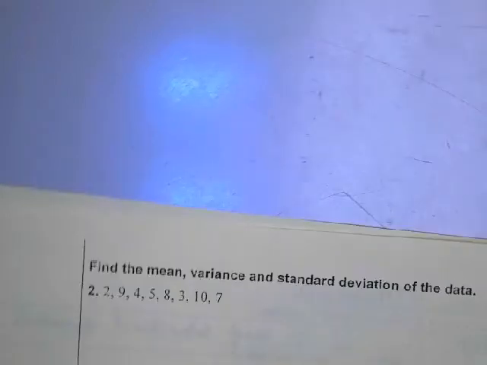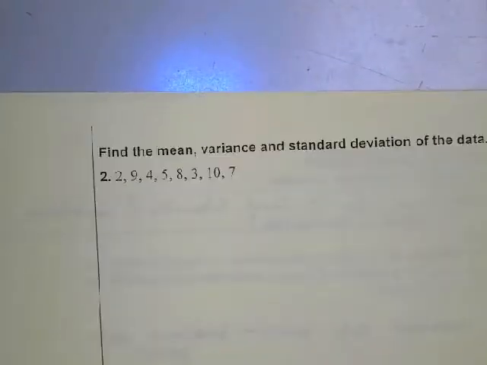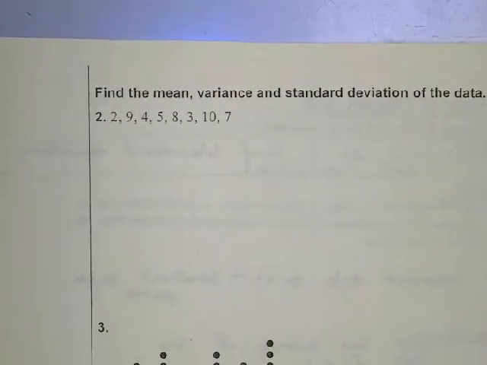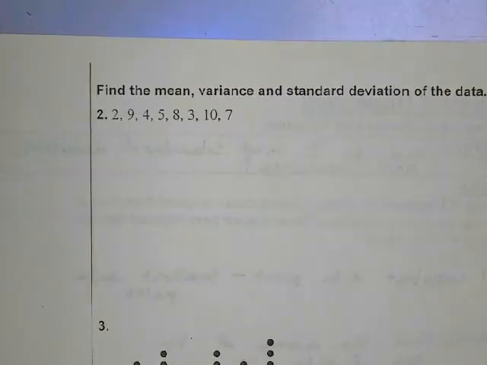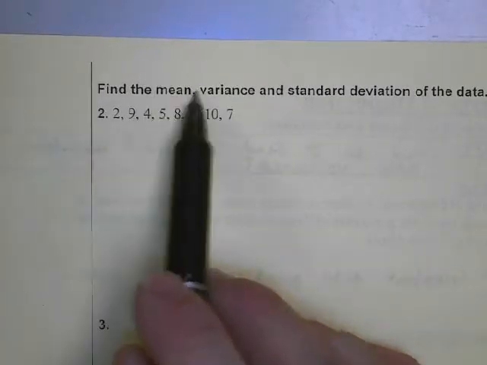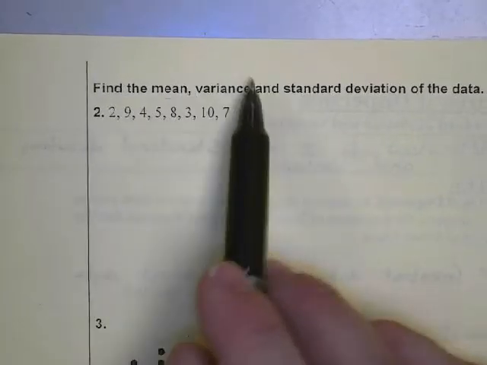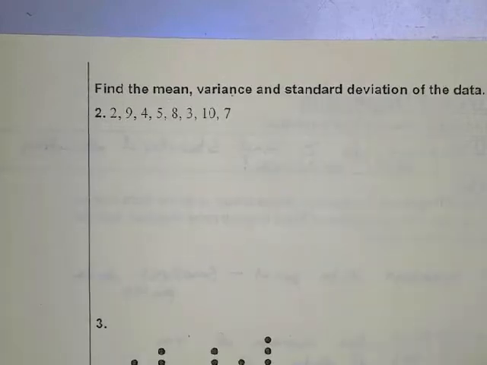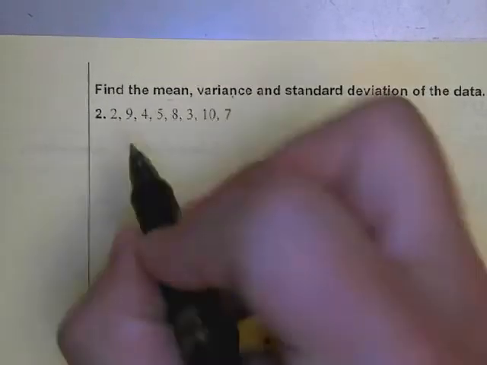We're going to find the mean, the variance, and the standard deviation for this data. So let's go ahead and find the mean first. We'll always want to find the mean. We'll want to find them in this general order, since we need the mean to find the variance, and we need the variance to find the standard deviation. So we'll find the mean first.